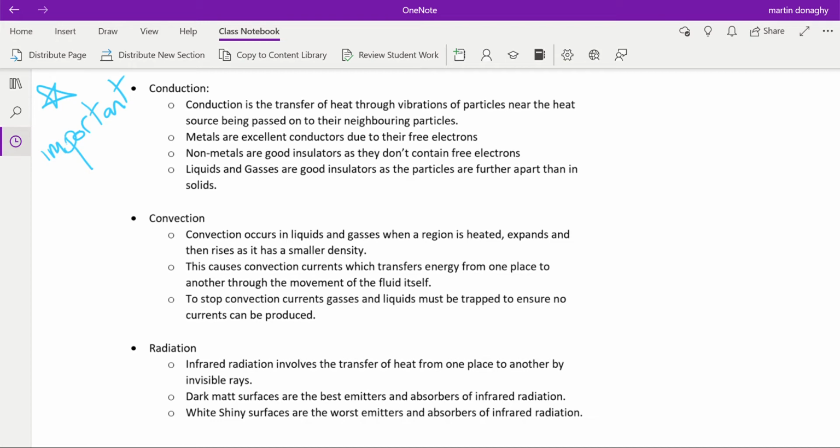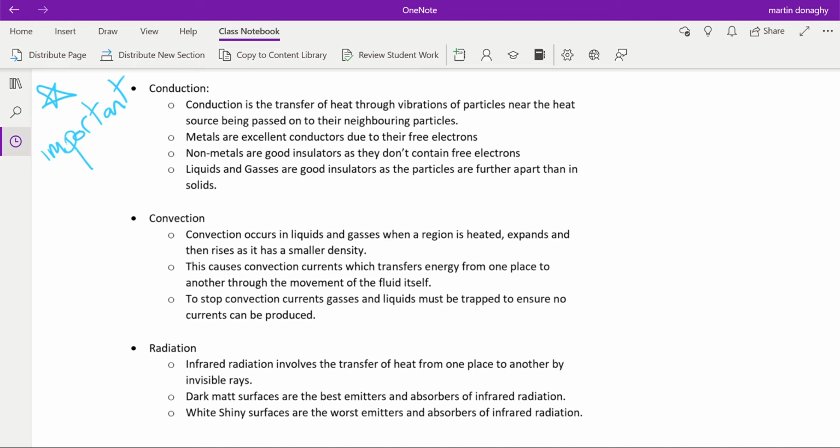Conduction is where heat transfers through vibrations of particles near the source, passing those vibrations on to their neighbour, and so forth. But that can be speeded up if the material has free electrons, because these electrons are free to move, so they can move from one end to the other end of the material rapidly, collide with the atoms at the other end, and transfer the heat that way. Because of that, metals are excellent conductors, non-metals are not. And in particular, because the particles are so far apart, liquids and gases are very good insulators of heat.